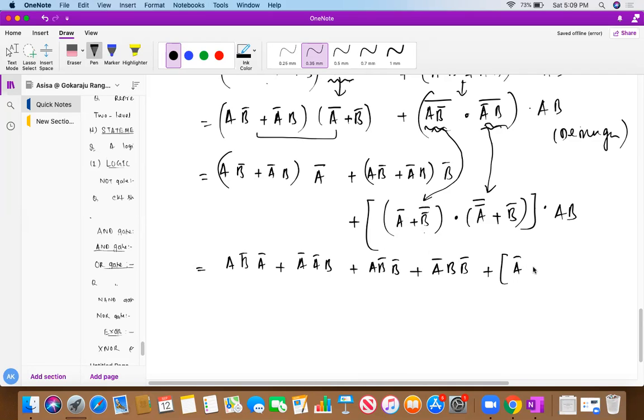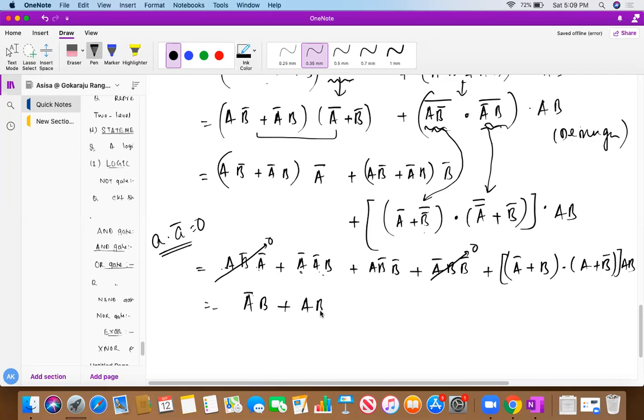Let's say, in order to avoid the confusion, this is B, this is A or B bar, and this is AB. Okay. So this, as we know, A A bar is what? 0, because we know that A A bar is 0. So this will be 0, and this B B bar is also 0. So finally what did I get? This is A bar B, and finally this is AB bar.